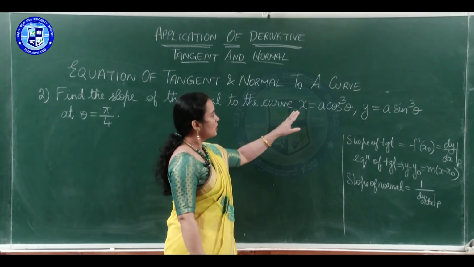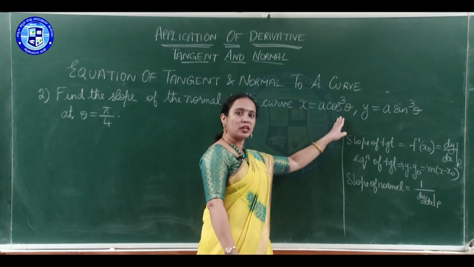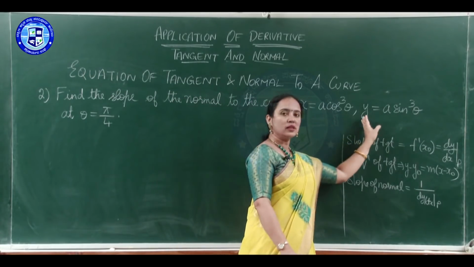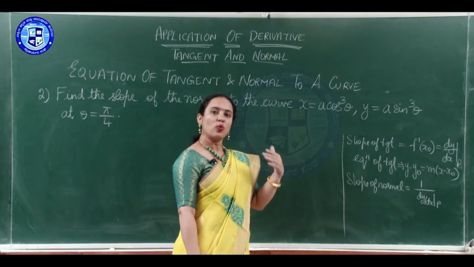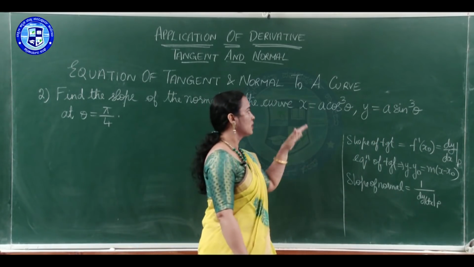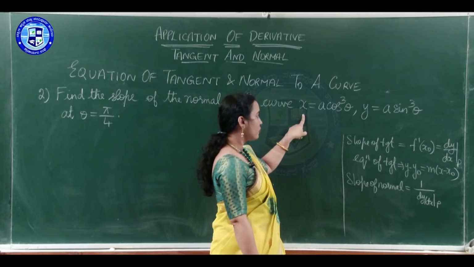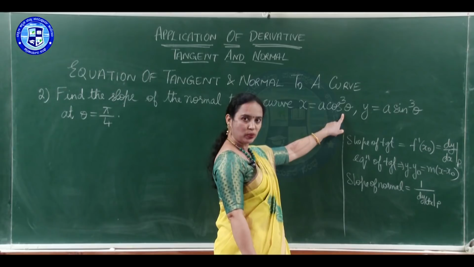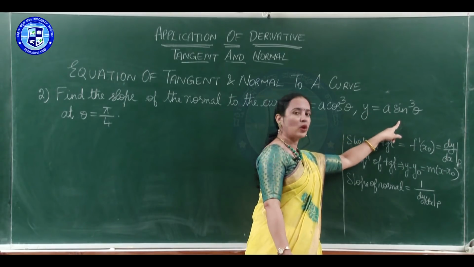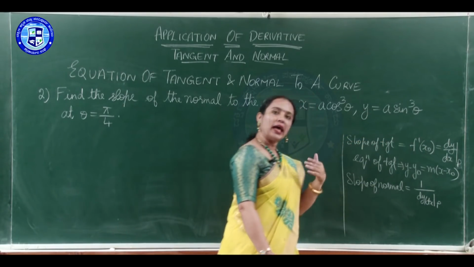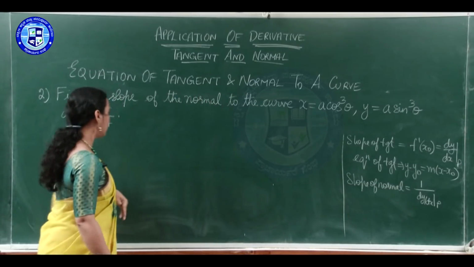Fine. But here x is with respect to theta and y is with respect to theta. So, what type of differentiation is this? This is called parametric differentiation, where you will differentiate x with respect to theta and differentiate y with respect to theta, and then you will find dy by dx.